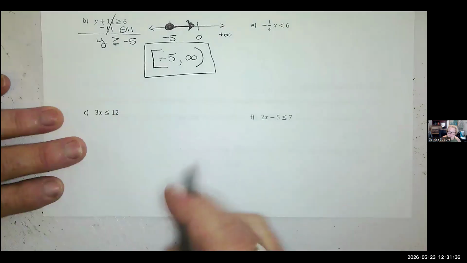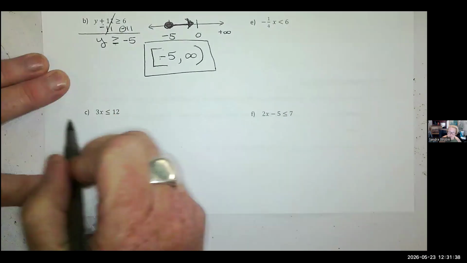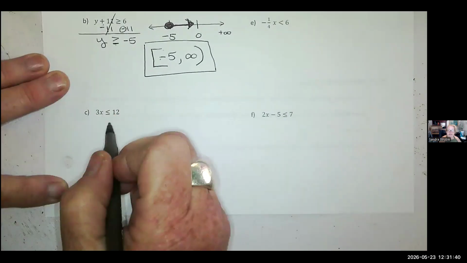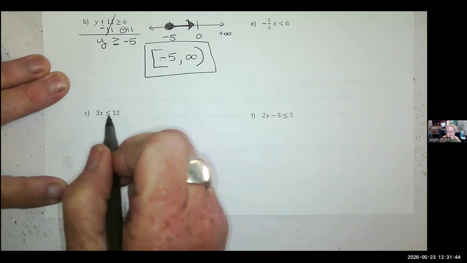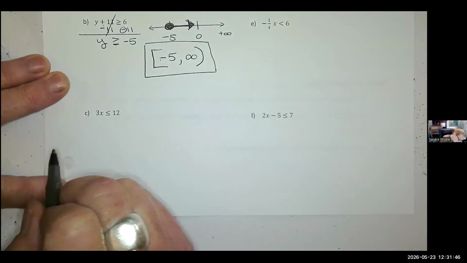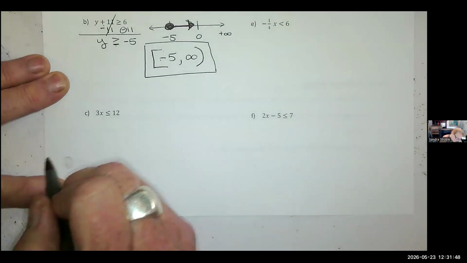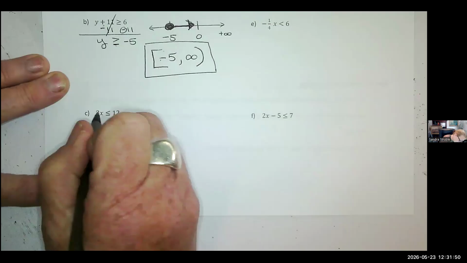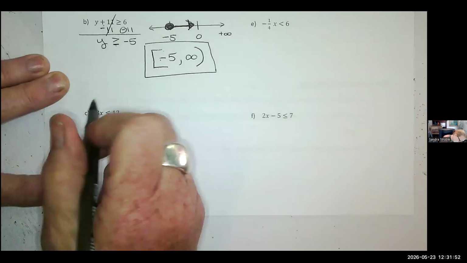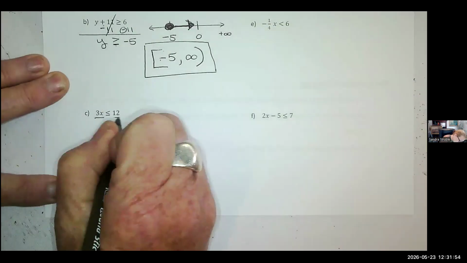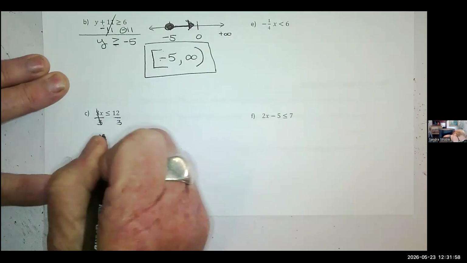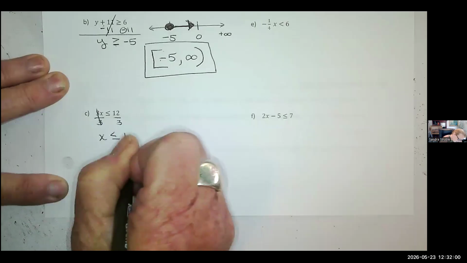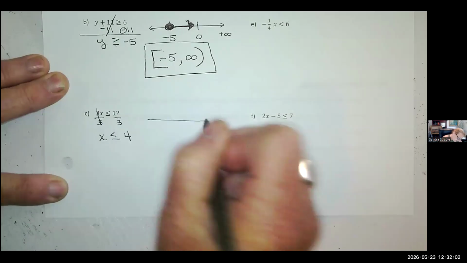All right, the last one down here on this left side is 3 is multiplied to x is less than or equal to 12. Again, pause the video, attempt this, and come back. So I'm going to do 3 is multiplied to x, opposite of multiplication is division. So I'm going to divide both sides by the 3. That is gone, and we're left with x is less than or equal to 4. That's our inequality notation. Now I'm going to graph it.